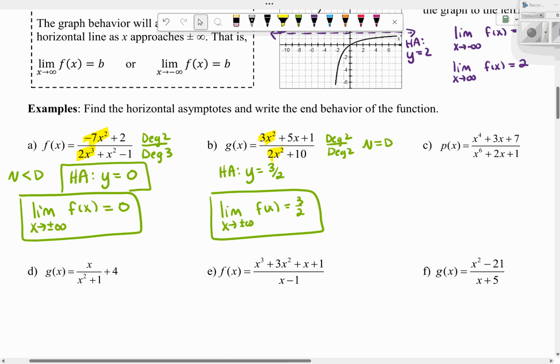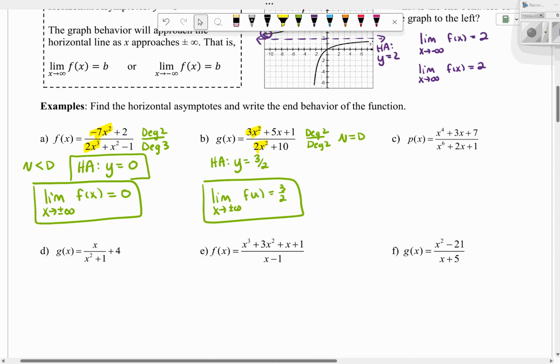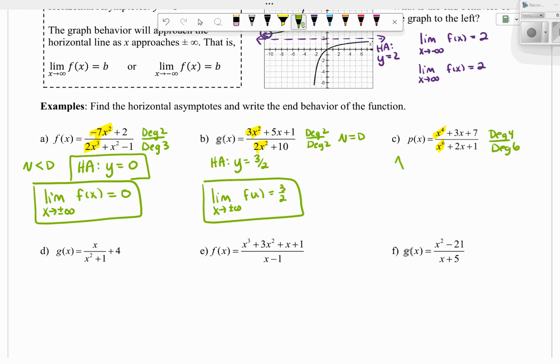Looking at C, same thing. We're looking at the degree of the numerator versus denominator. It's in standard form. So we have a degree of 4 over a degree of 6. So this is case 1. The numerator degree is less than the denominator degree, so the horizontal asymptote is at y equals 0. Let's circle that there. And then that means the limit as x approaches either plus or minus infinity for the function f of x is approaching 0.